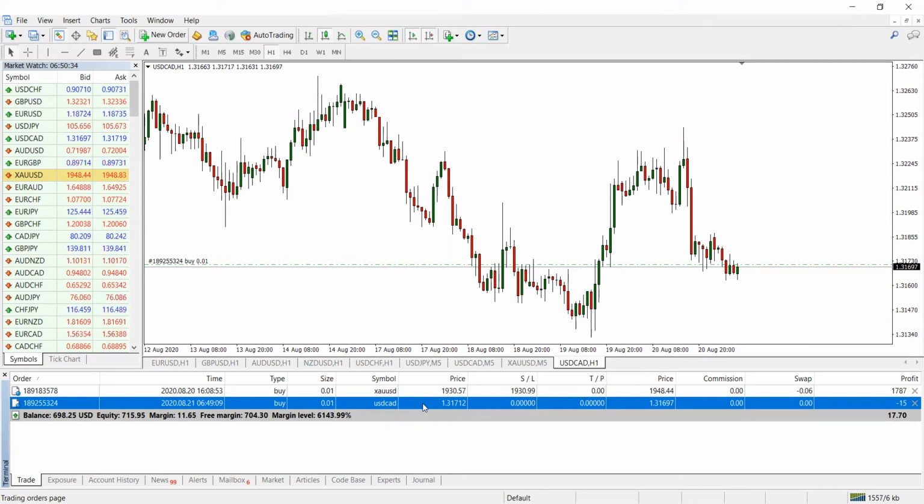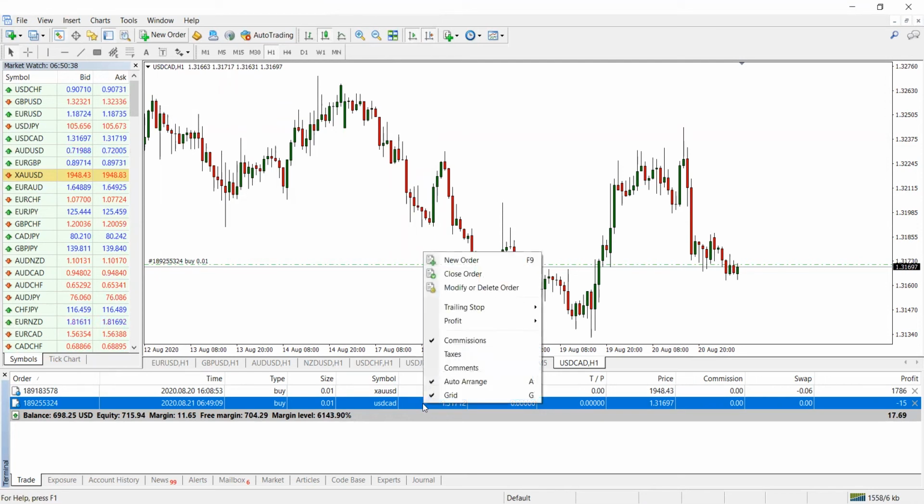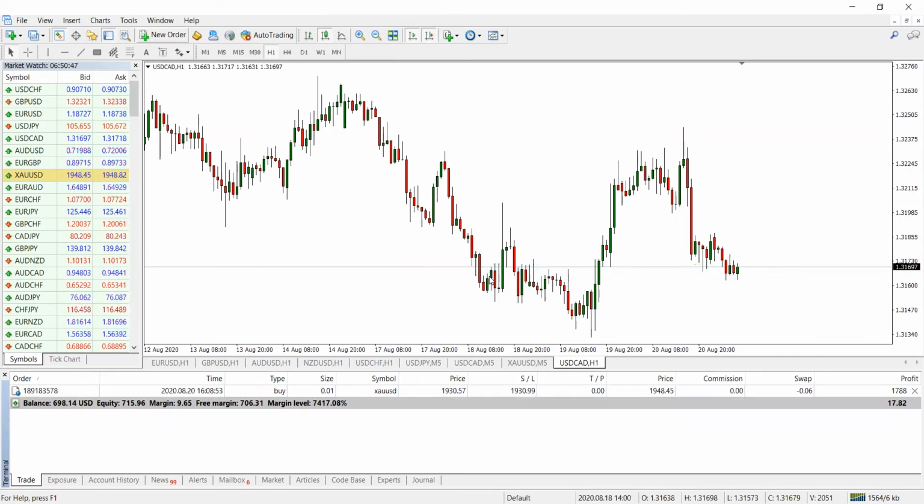And then you can do the same thing. Once it moves again in your favor, you can decide to right click and then click on close. Since this is the remaining volume that we have, we click on close order and then that trade has gone.